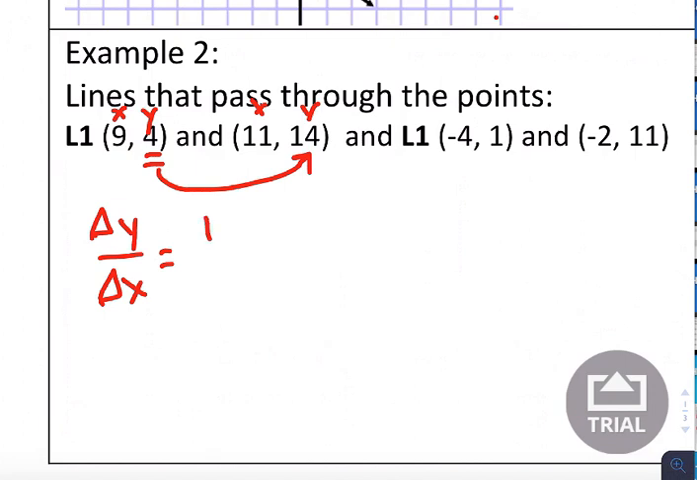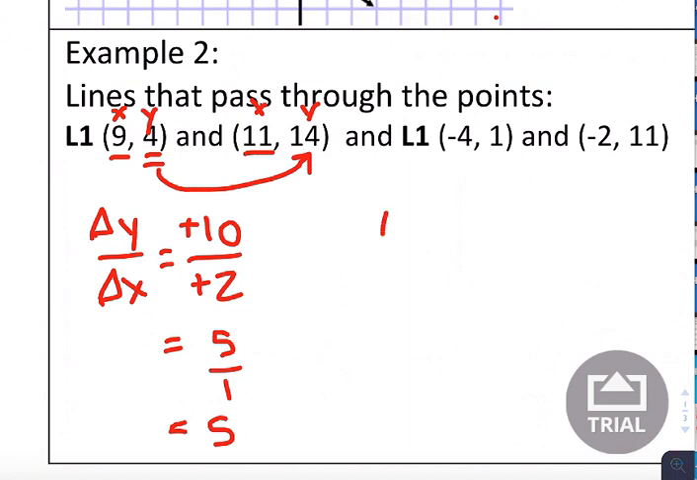In this case, it's going to be a plus 10. At the same time, we go from 9 to 11, that's going to be plus 2. And so the overall slope for the first one is going to be a 5 over 1, or just a 5. Now we could do the same thing here. We can compare it between negative 4, 1 and negative 2, 11.